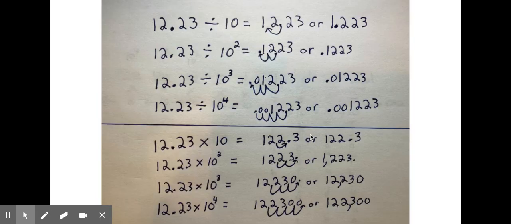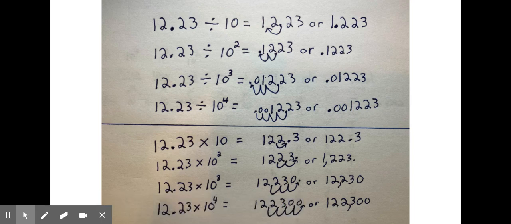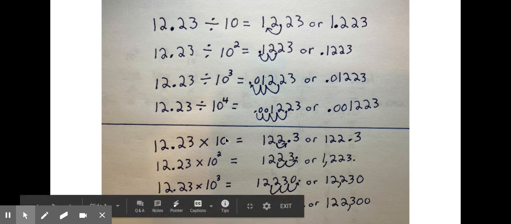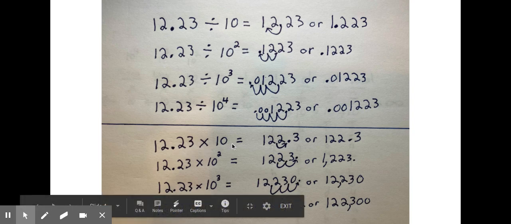Let's multiply. Multiplying, the decimal is actually going to go to the right. Okay, so I have 1 zero. That's a 10. That means the decimal place is going to move one place to the right. So 12 and 23 hundredths times 10, I'm going to move the decimal one place. So it's going to go one place, move, boom. What do I get? 122 and 3 tenths.